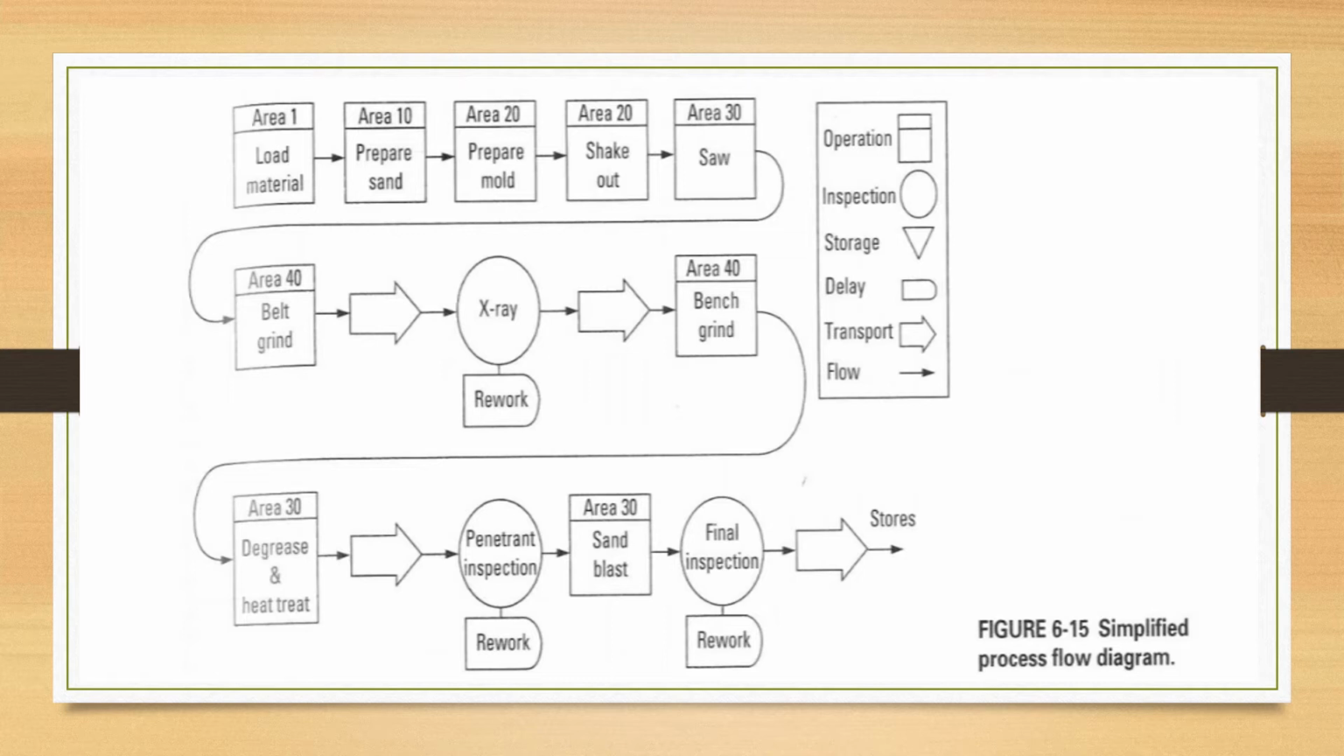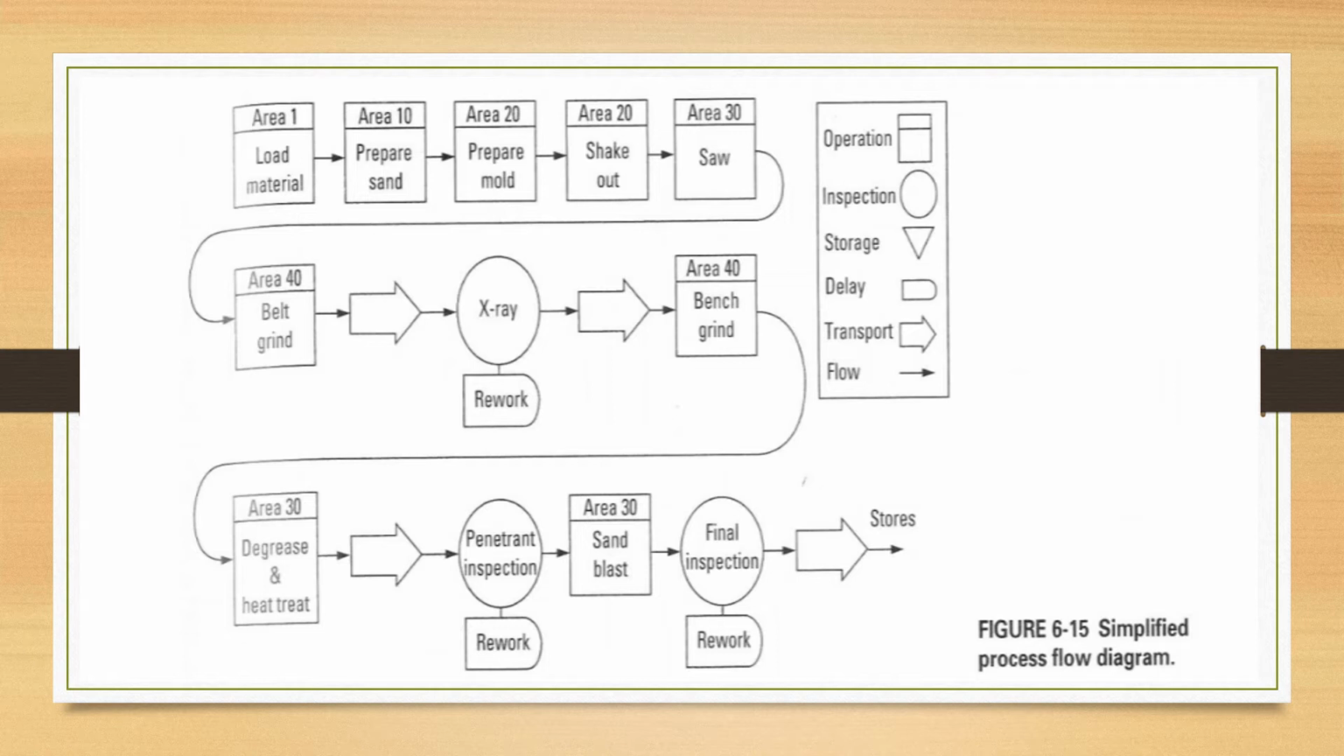Let's understand the process. This process is followed by area AA, where the raw material is loaded into the furnace, which is melted. Then it is transported to area BA, where the sand is prepared according to the die, and the melted material is poured in the sand and the mold is prepared. Then it moves further to area CA, where some processes are carried out like sawing and grinding to remove the unwanted portion of the part.